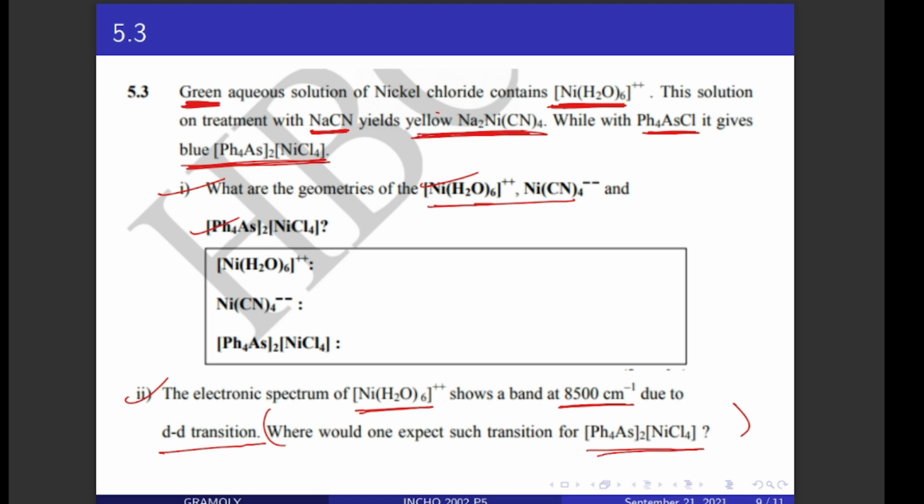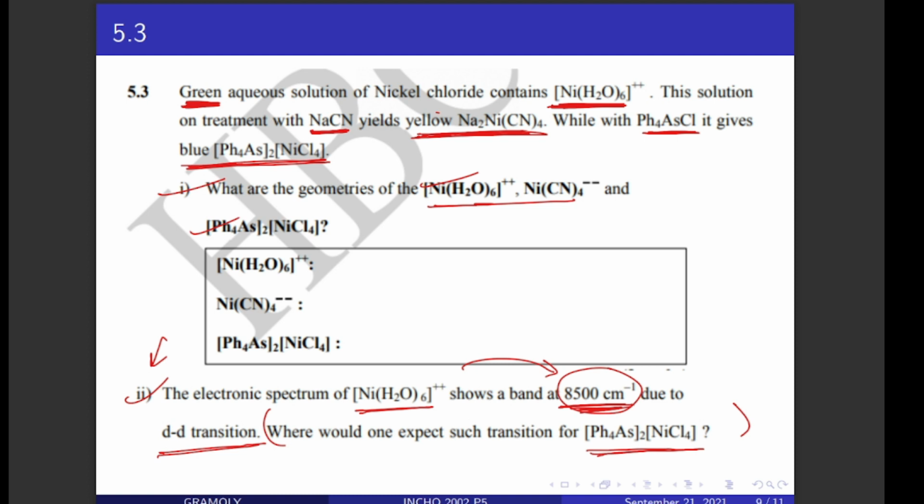Let me explain it as well. So it's told that this particular compound shows a band at this particular frequency, which means there is a d-d transition occurring at this frequency. It's asked where the d-d transition would occur in this complex with respect to the original complex, that is [Ni(H2O)6]2+, whose data is being given. So we have to comment whether it would be 8500 centimeter inverse, more than that, or less than that.